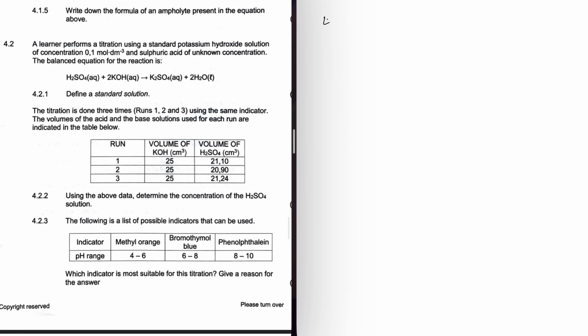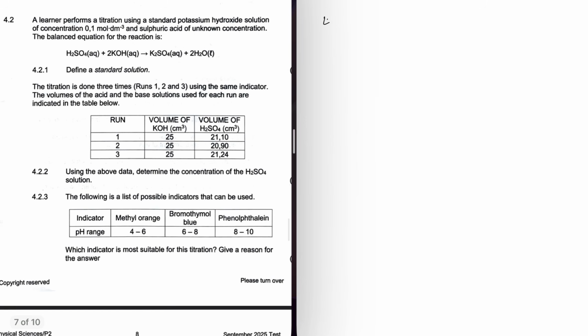Question 4.2, a learner performs a titration using a standard potassium hydroxide solution of concentration 0.1 mole per dm cubed and sulfuric acid of unknown concentration. The titration is done 3 times using the same indicator. The volumes of the acid and the base solutions are indicated below. So using the data above, determine the concentration of the H2SO4.